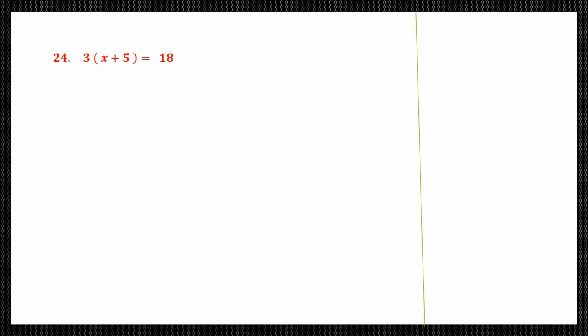Now here we need to be a little careful. 3 and there's no sign before the bracket. When there is no sign, it's understood it is multiplication. So this will be 3 into (x plus 5) equals 18. And when you have brackets like this, you multiply 3 with x first. So what do I get? 3x. And then I multiply 3 with 5. So I get 3 5s are 15. This is equal to 18.